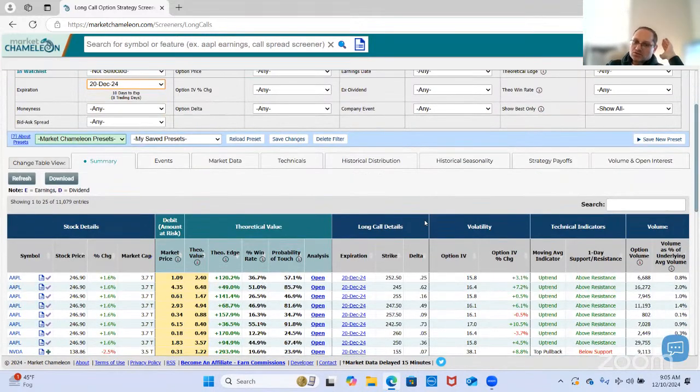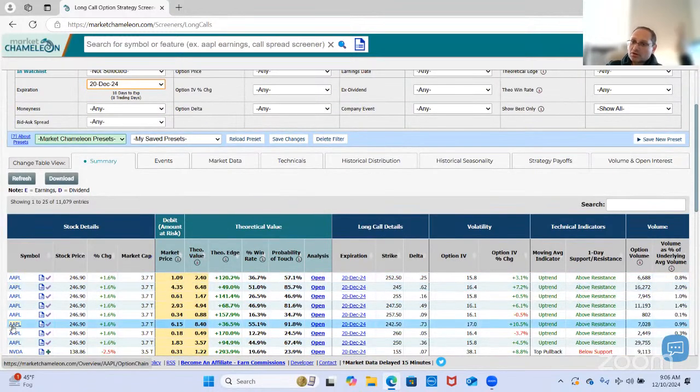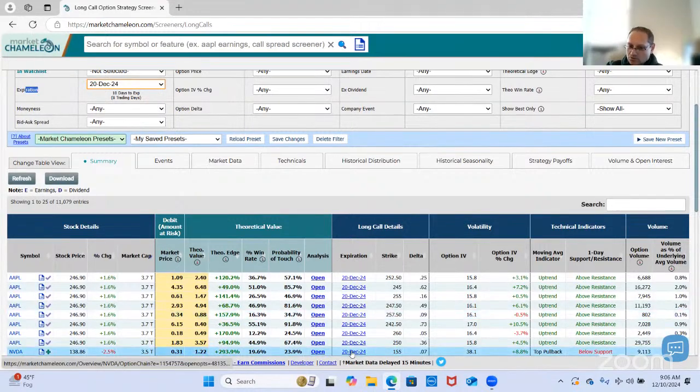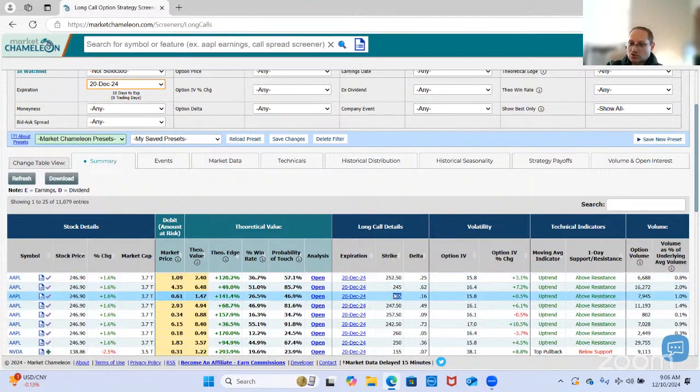So in the last couple of days, what we did was cover the option. Over here, we see a bunch of different options available. For example, Apple, even if we only look at December 20th expiration, because that's what we have selected here. For expiration, we have December 20th. So all these will be December 20th call options. We have different strikes. So we could analyze different strikes within the same expiration. So here are the strikes. You have 252.5, 245, 255.